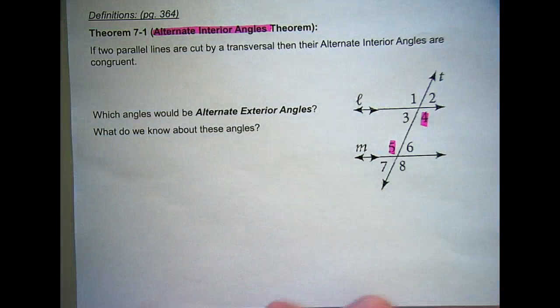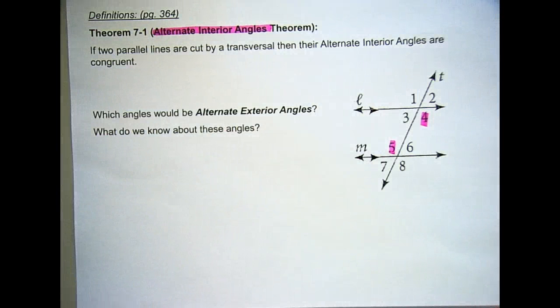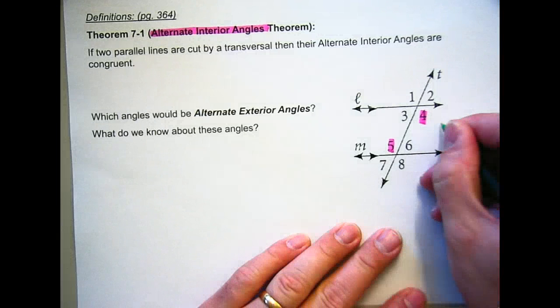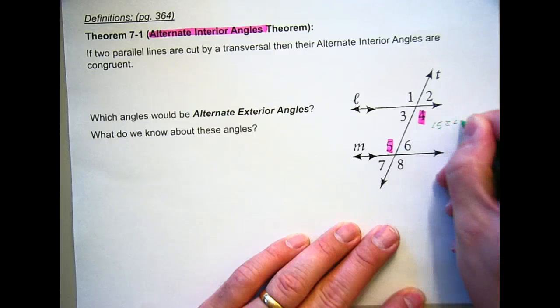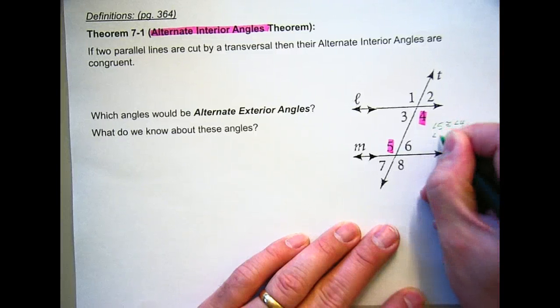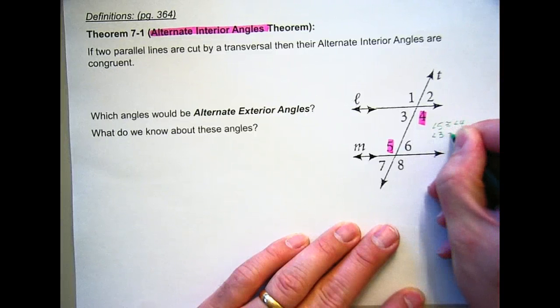Okay. Tell your neighbor another set of alternate interior. Okay, so 5 and 4, and good, 3 and 6.